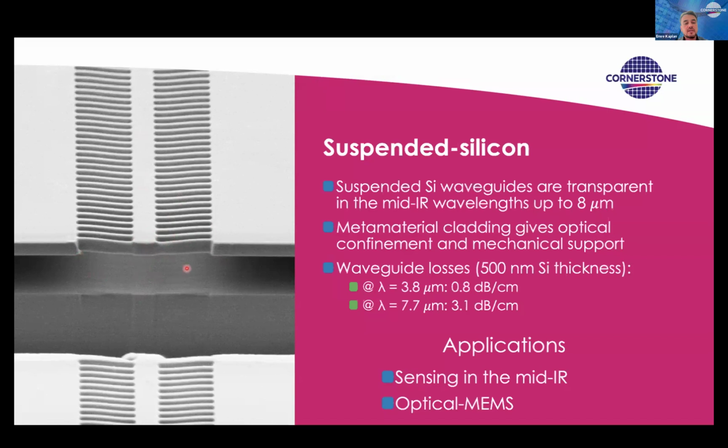And we do undercut etching by HF, where you remove the silicon dioxide layer underneath. Then you actually increase the transparency window up to 8 micron. So it is useful for sensing applications in mid-IR, and also the process itself allows you to design your own optical MEMS devices.